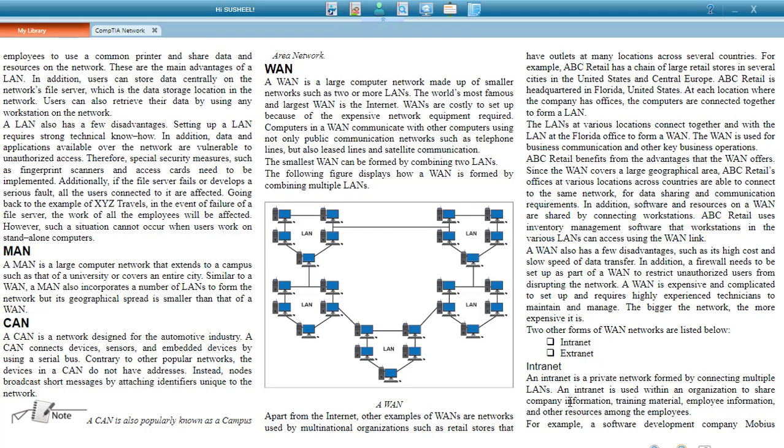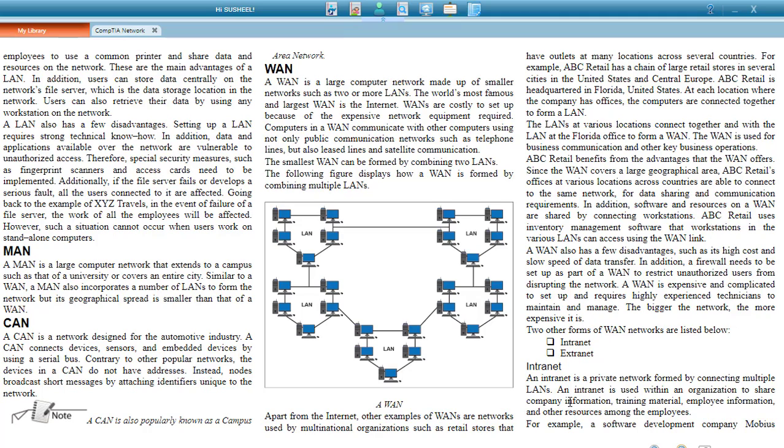These are the main advantages of a LAN. In addition, users can store data centrally on the network's file server, which is the data storage location in the network. Users can also retrieve their data by using any workstation on the network.